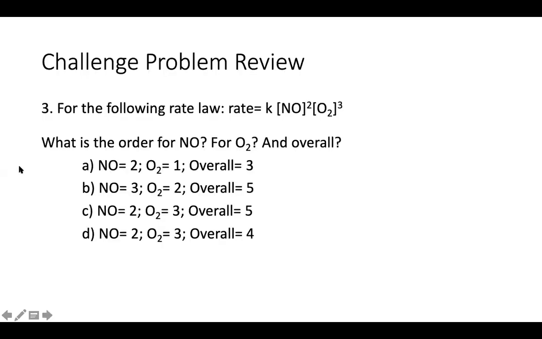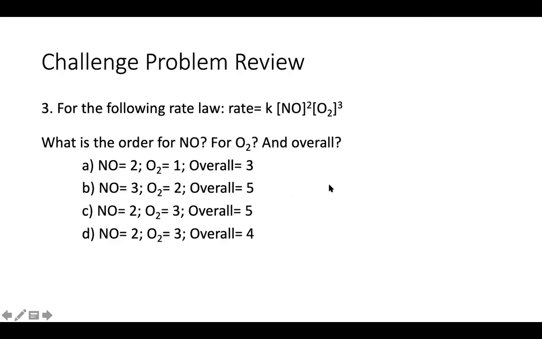Problem 3, again, very similar. Here they ask for the order of each individual reactant and the overall order. Okay, so again, the order of each individual reactant is its superscript. So nitrogen monoxide is second order, right? So that should eliminate option B. And diatomic oxygen is third order, eliminating A and B.